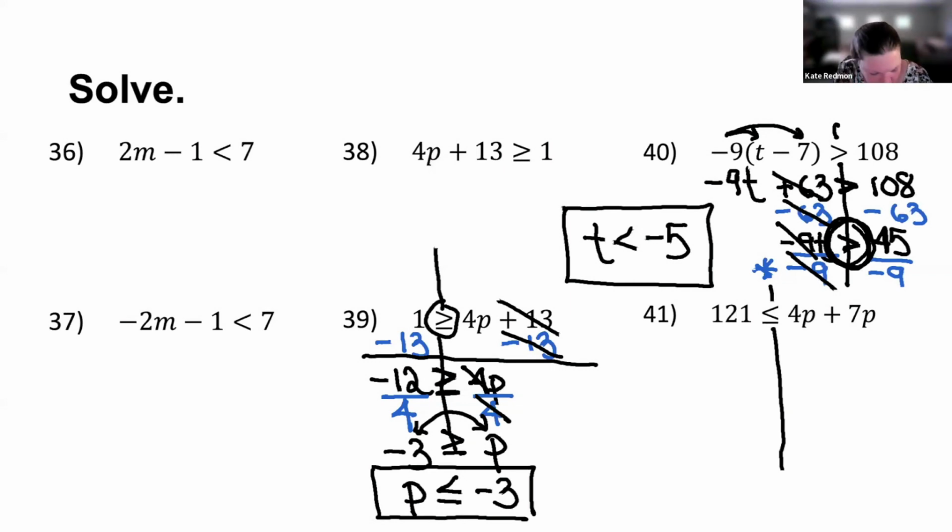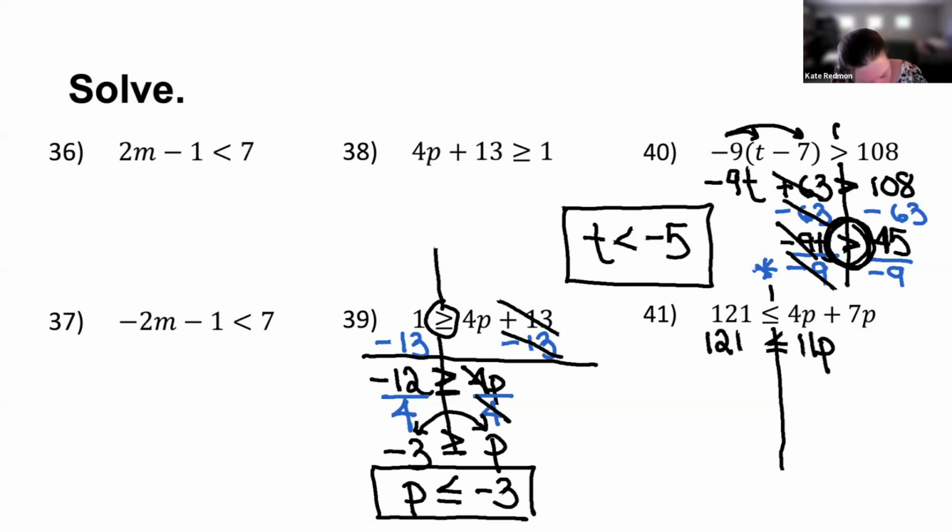41. 121 is less than or equal to 4p plus 7p. Look at that. Wisdom principle number 1 says simplify before you solve if possible. And I do see some simplifying I can do. On that right-hand side, there's some like terms I can combine. If I have 4 p's and then I get another 7 p's, I'll have a total of 11 p's. Simplifying never affects the inequality symbol. I'll still have a 121 on that side.